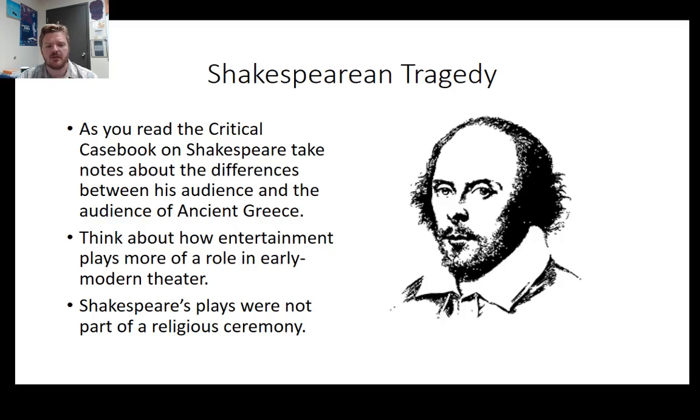As you read the critical casebook on Shakespeare, you needed to take notes about the differences between his audience and the audience of ancient Greece. You should think about how entertainment plays more of a role in early modern theater. Shakespeare's plays were not part of a religious ceremony; they were part of a social environment. But royalty would often be there, and royalty was very much intertwined with religion in this time period. So he had to be very careful about how he presented royal figures. He had to be very aware of how royalty would be perceived or how royalty might perceive his tragic heroes.